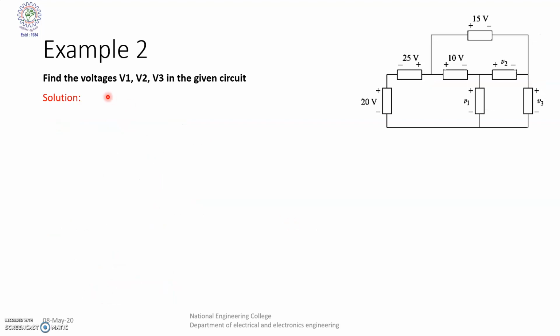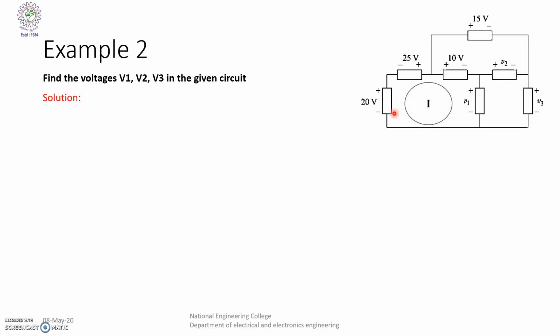Next sum, find the voltages V1, V2, V3 in the given circuit. The unknowns are V1, V2, V3. We will take the first unknown from this loop, then the second unknown from the next loop, and finally the third unknown from the last loop. So first we are taking this loop.